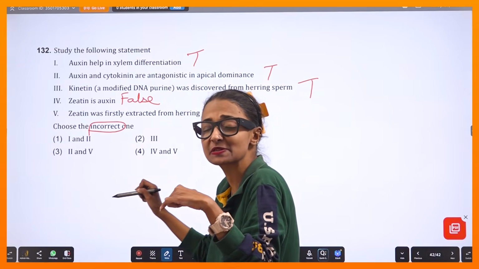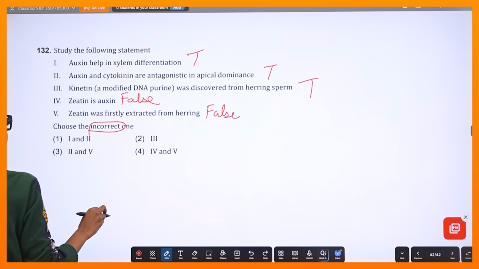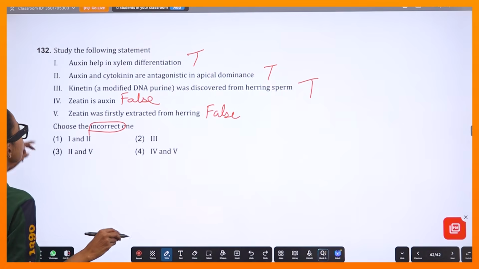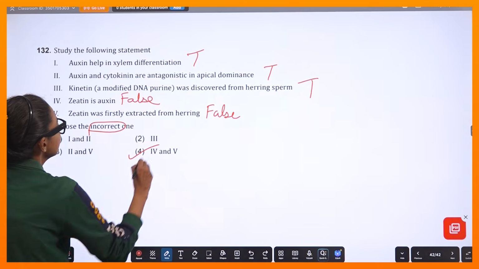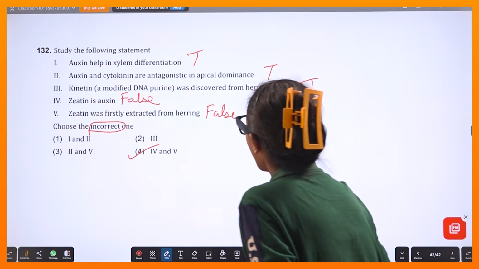These are the 3-4 statements which are written in the first paragraph under cytokinin. So please go to that first. And you have to identify the incorrect one. So go with 4th and 5th. Let's go with the 4th option.